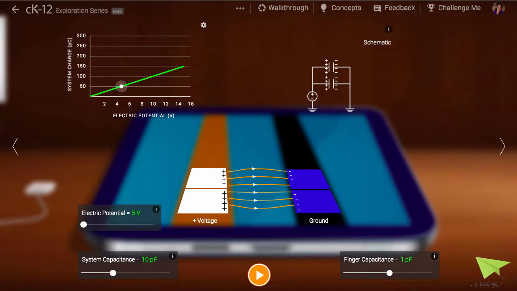Some pads are held at higher voltage, in this simulation plus 5 volts, which is a digital standard, and some are held at lower voltage. The pads are electrically charged.